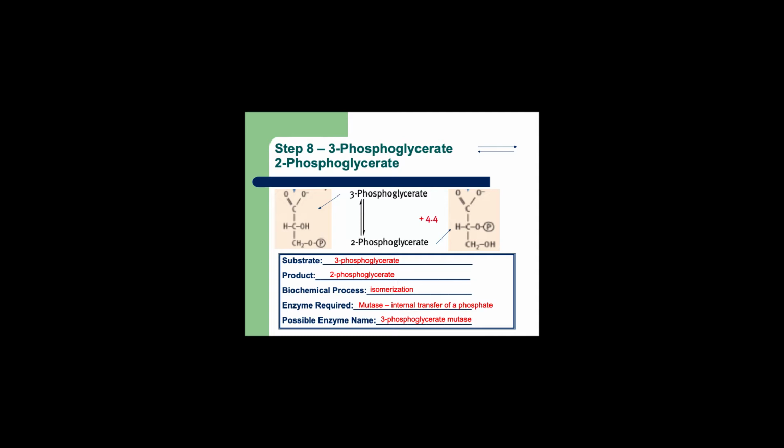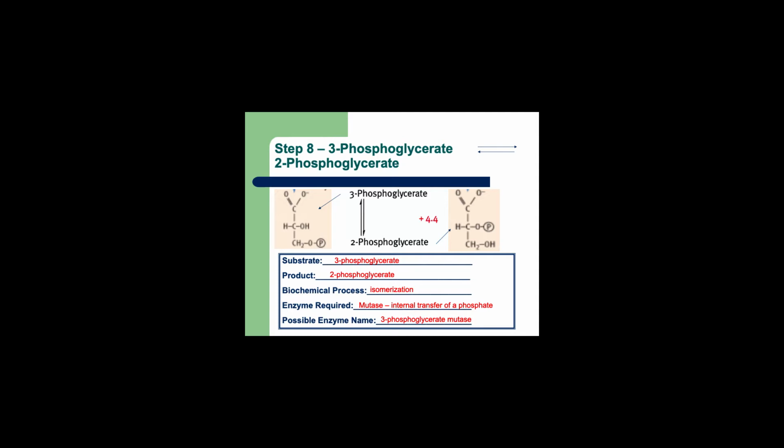that the phosphate is on the 3rd carbon. So we count from the top, carbon 1, carbon 2, carbon 3, and the phosphate group, which is a P with a circle around it, is on the 3rd carbon. And we're actually having an interconversion of where the phosphate group is. If you look at the structure on the right, we see that the phosphate is now on the 2nd carbon. So this is the inner transfer of a phosphate group.